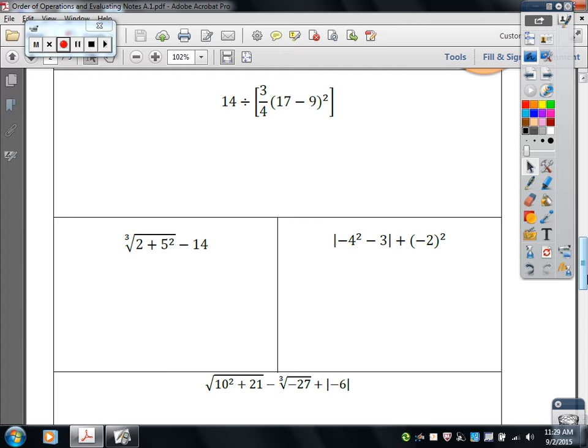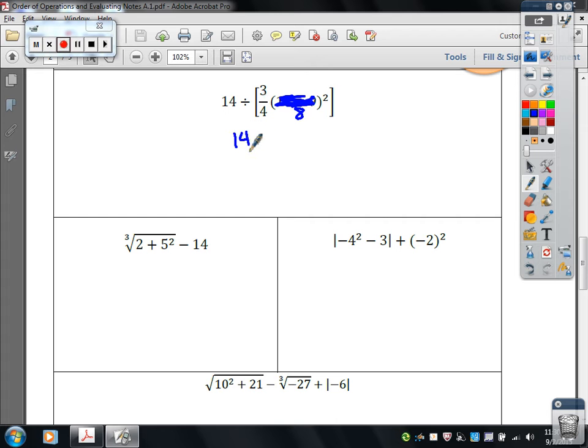Okay, so 14 divided by the quantity 3 over 4 times the quantity 17 minus 9, all squared. What do I do first? Inside the brackets, and then what's inside the brackets? So I do what's inside the parentheses first, right? So what's 17 minus 9? 8. So I'm just going to replace this with 8. Okay, what do I do next? I do 8 squared. What is 8 squared? 64, but understand there's a 3/4 times this, right?